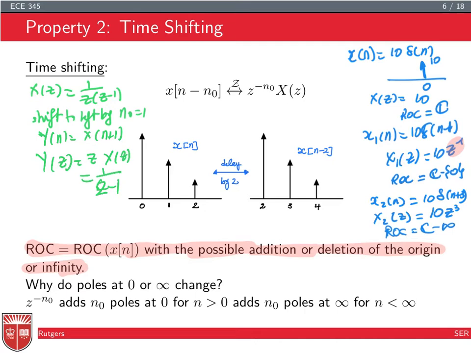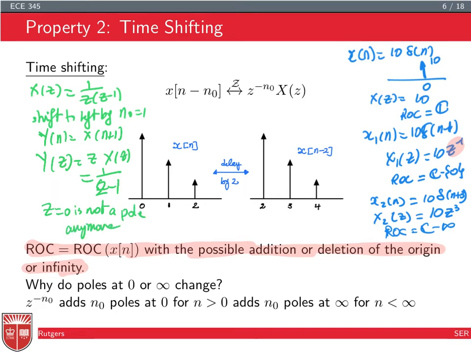So what does that mean? This means that the ROC of y is the same as the ROC of x, but z equal to 0 is not a pole anymore. So z equal to 0 is not a pole anymore.